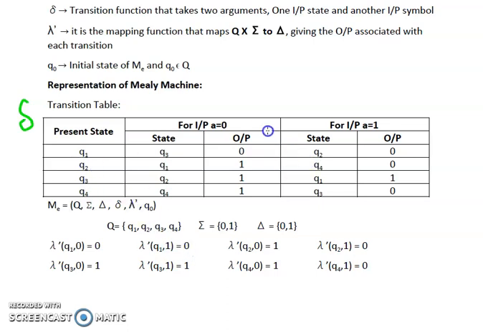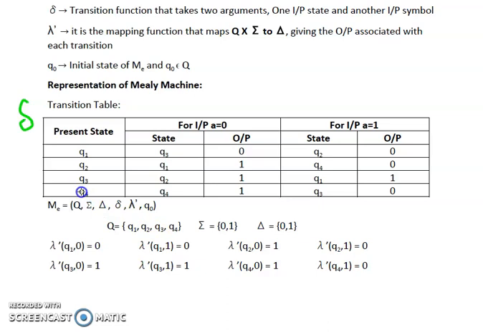Then Q2, reading input 0, output is 1. Q2 reading input 1, output is 0. Similarly, on state Q3 reading input 0, the output is 1. And on state Q3 reading input 1, the output is 1 over here.